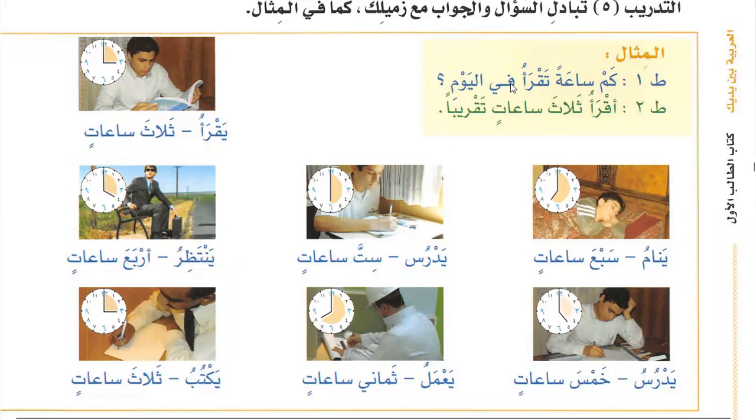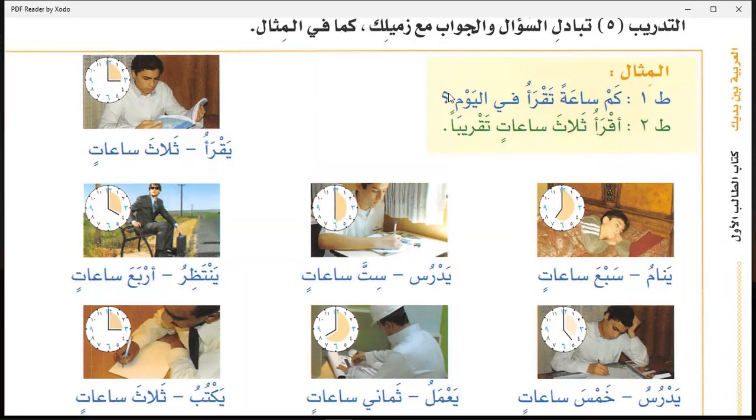Yawm is majroor because of harf jarr. From 3 to 10, we always use plural majroor word, jam' majroor. So that's why sa'at is jam' majroor. Sa'a is a feminine word, so we are using feminine counting with it. So thalatha is the counting for feminine. Taqriban, approximately. So yaqra'u, he is reading, or he reads. Taqra'u, you read. Aqra'u, I read. In this way, you will change the verb.